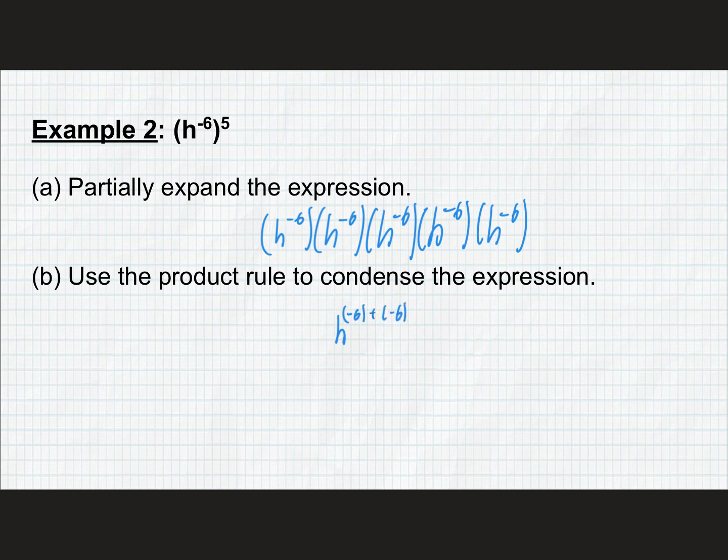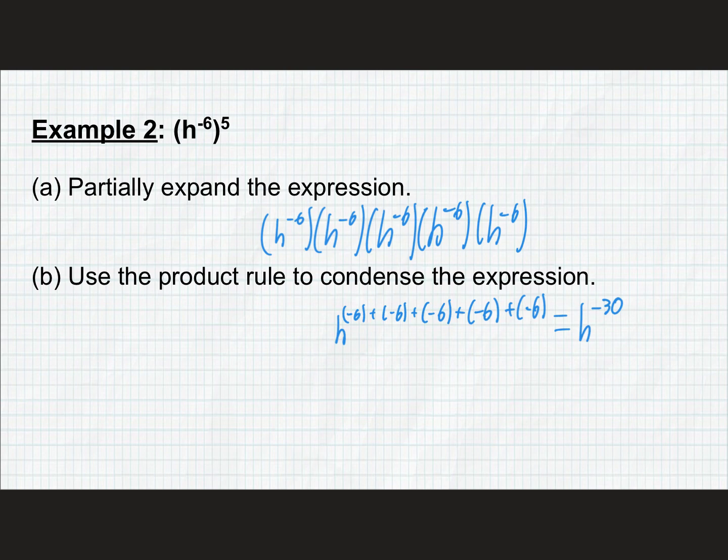So h to the negative 6 times h to the negative 6 is h to the negative 6 plus negative 6, or h to the negative 12. We can keep doing this to get h to the negative 18, h to the negative 24, and h to the negative 30. Each time, we consider the previous product and multiply by h to the negative 6 again.